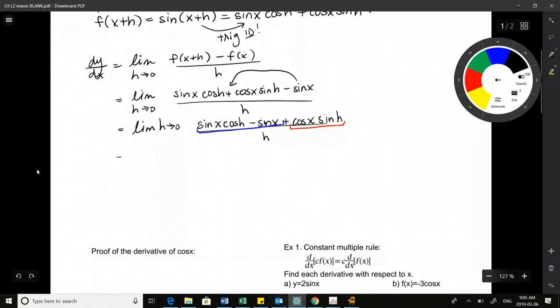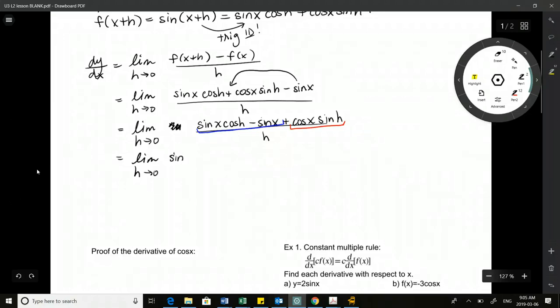So what we're going to have here is, sorry, I totally just realized that I did not write that properly. Limit as h approaches 0. So we're going to split these into their own limits. So this is all over h, and this is going to be plus, because this is plus, the limit as h approaches 0 of cos x sine h all over h as well.